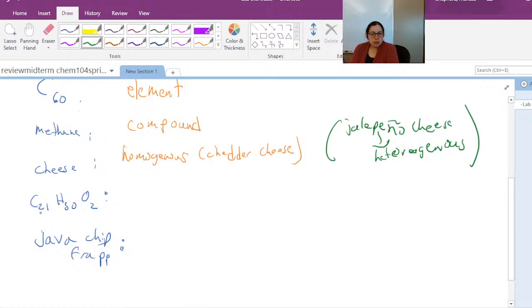All right, what about this one? C21H30O2. Compound, so good. Another defined chemical formula. And then our last one here, Java chip Frappuccino. Heterogeneous mixture. Excellent. So all chunky, right, different throughout.